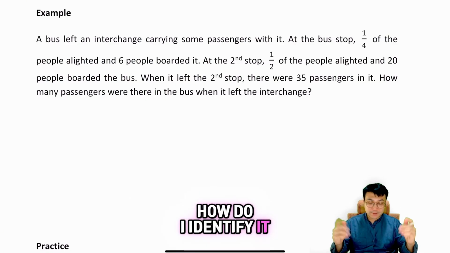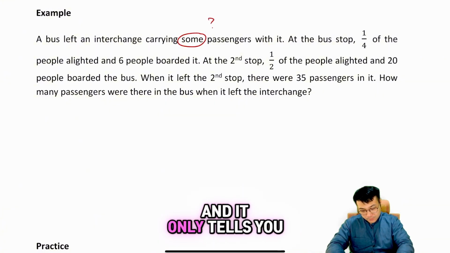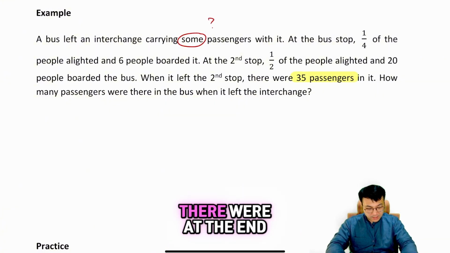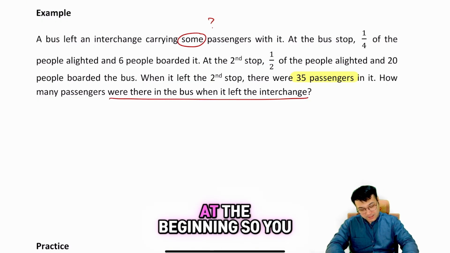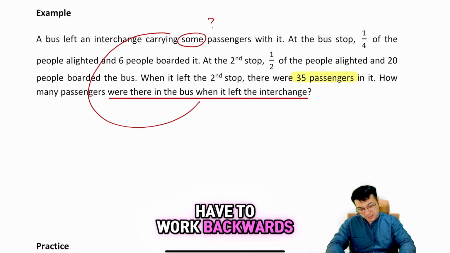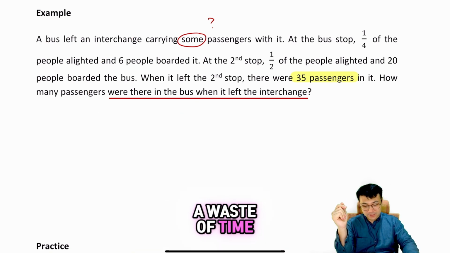How do I identify it? The question doesn't tell you how many passengers there were at the beginning, and it only tells you how many there were at the end. And they ask you to find how many were there at the beginning, so you'll have to work backwards. Now, what do most students do and why is it such a waste of time?